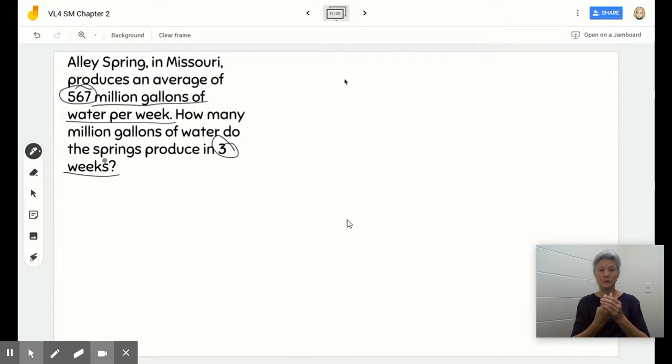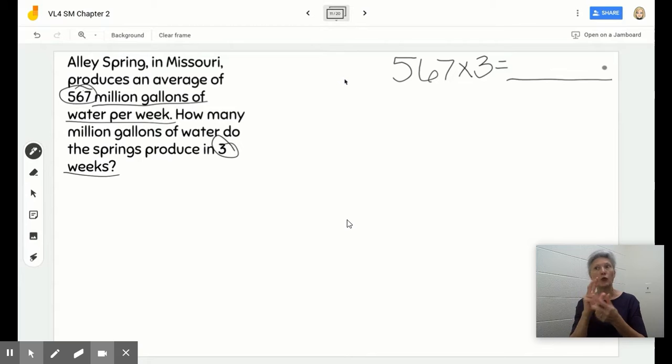As I read through that problem, in my brain, I have a picture of 3 groups. In each group, we have 567 million gallons of water. Wow, that's a lot of water. So when I use the words groups and per, I can visualize a multiplication sentence. So I'm going to write down that we have 567 times 3 weeks, or 3 groups, and that will give me my product.